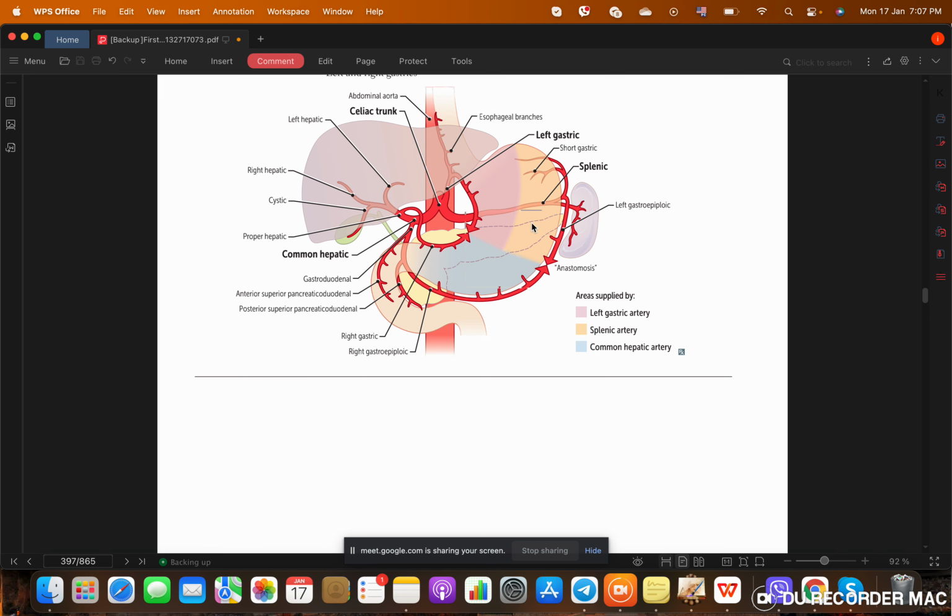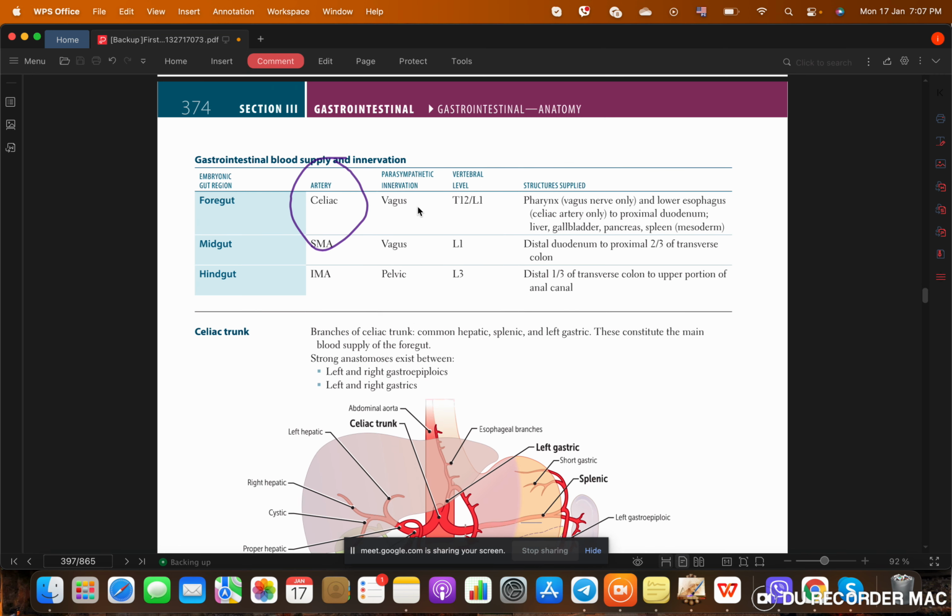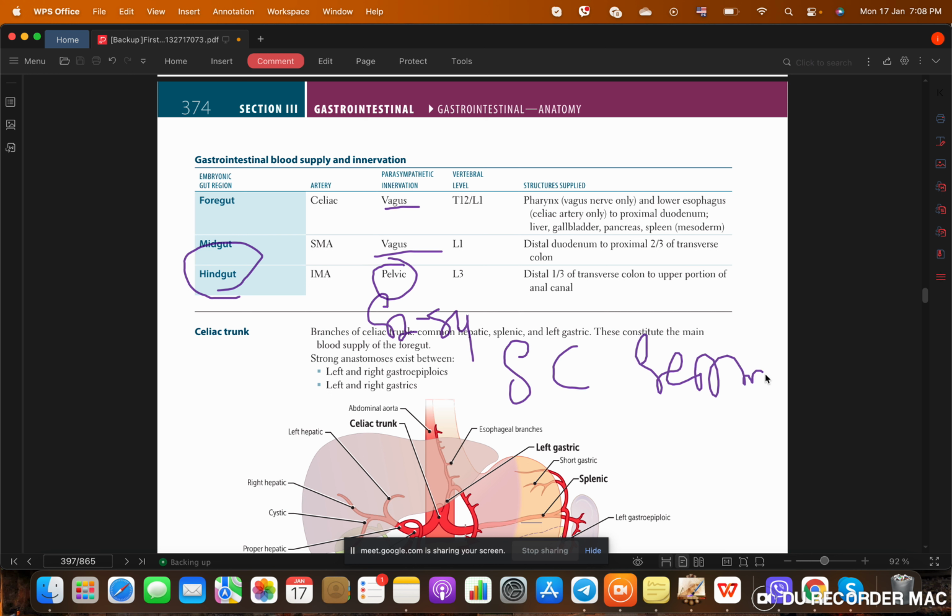We'll speak about the exact blood supply after the break, but the parasympathetic innervation comes from the vagus, the same for the midgut. But for the hindgut, it comes from the pelvis. Make a note, S2 until S4, okay? I mean from the spinal cord segments. So if they ask you which segments they are, it's S2 to S4.